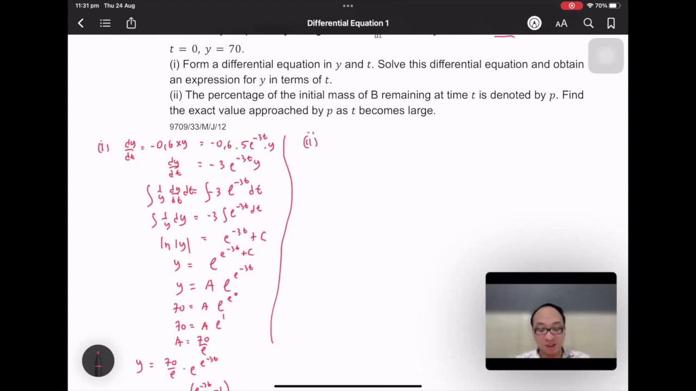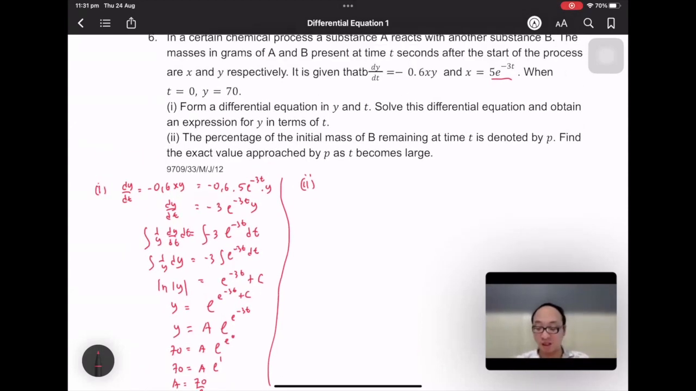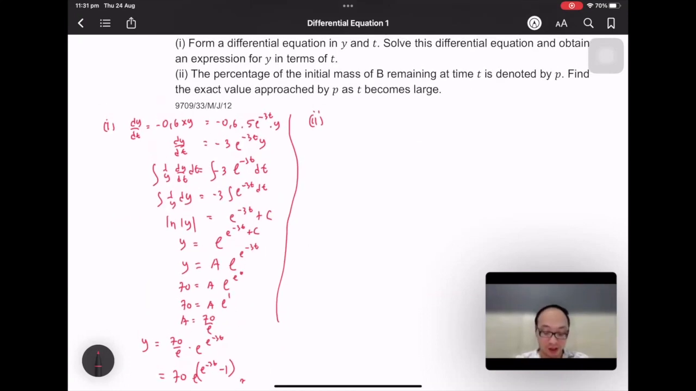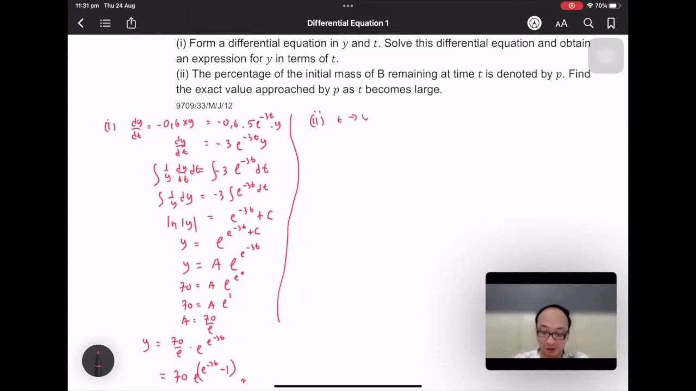The percentage of the initial mass of B remaining at time t is denoted by P. Find the exact value approached by P as t becomes large. When t goes to infinity, the y value will become 70 e to the power of e to the negative infinity minus 1. So that means it's 70 e to the power of 0 minus 1. So 70 e to the power of minus 1.